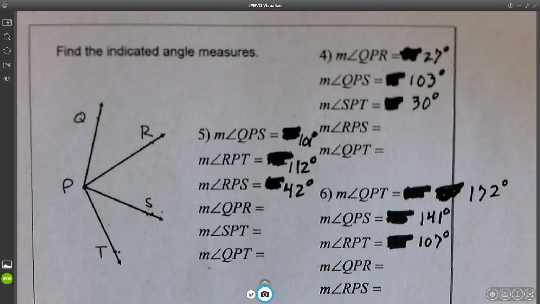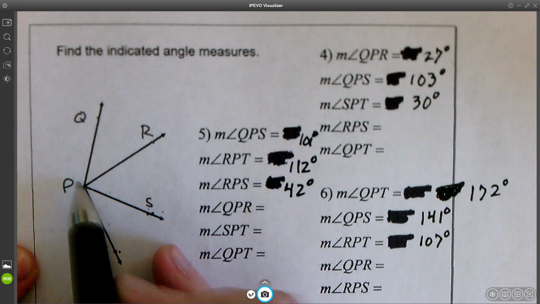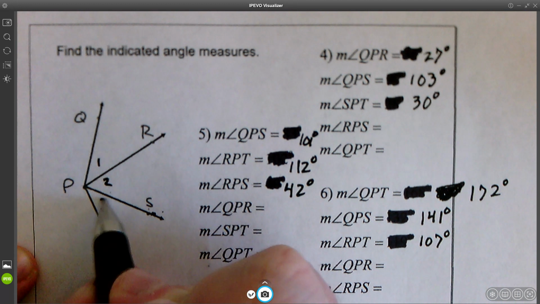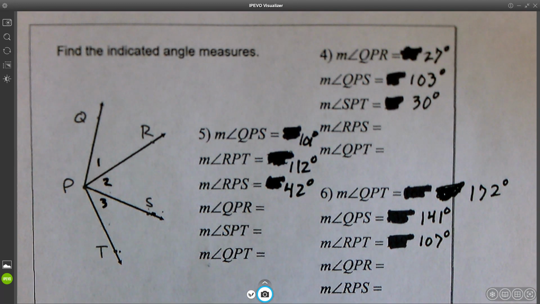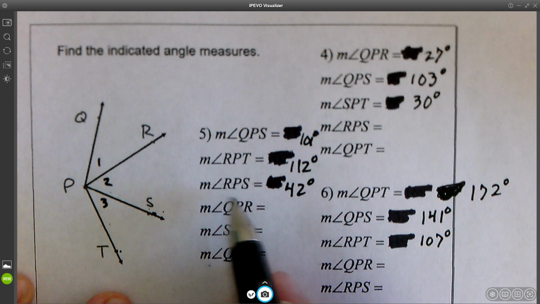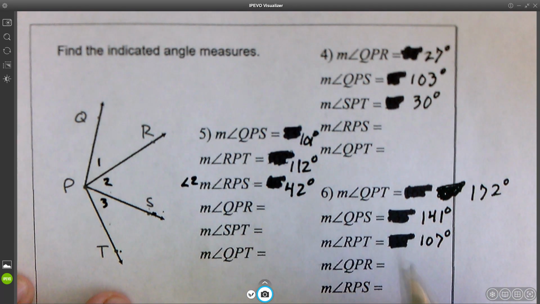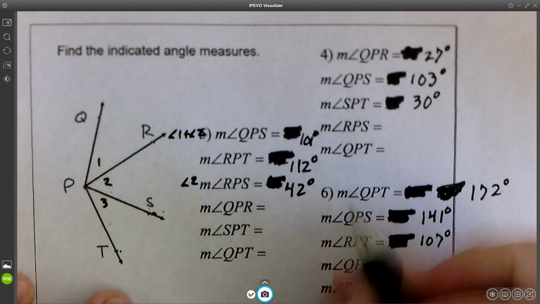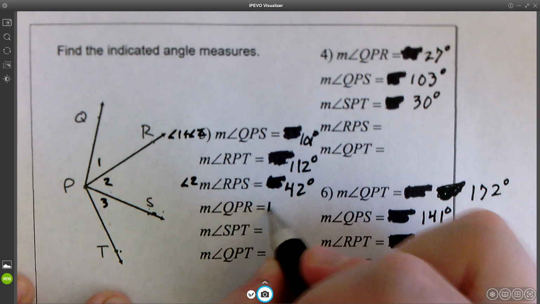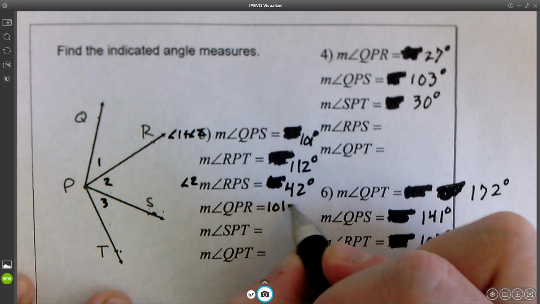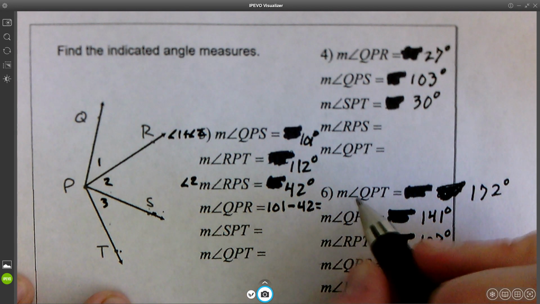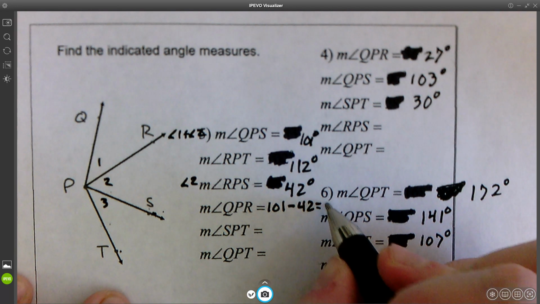So QPS has angle 1 and 2 in it. We know that angle 2 is 42. And this is angle 1 plus angle 2. So that means we have to do 101 minus 42, which is going to give us 59 degrees.